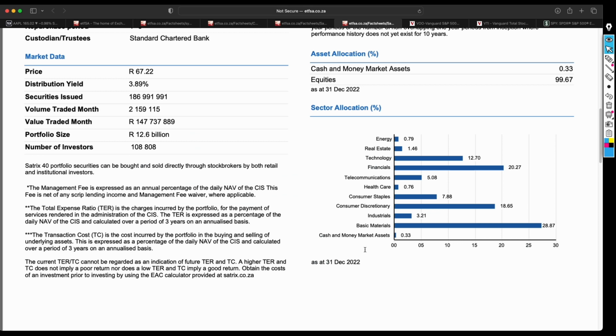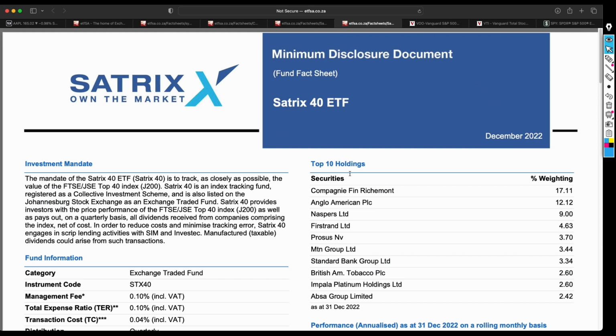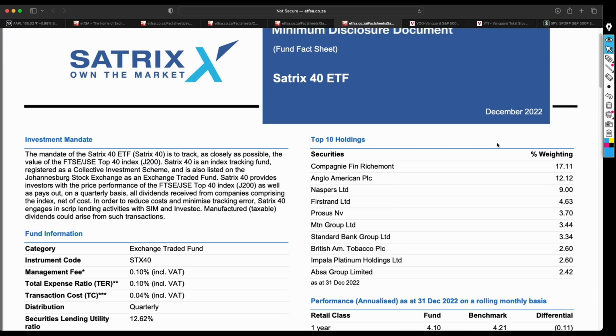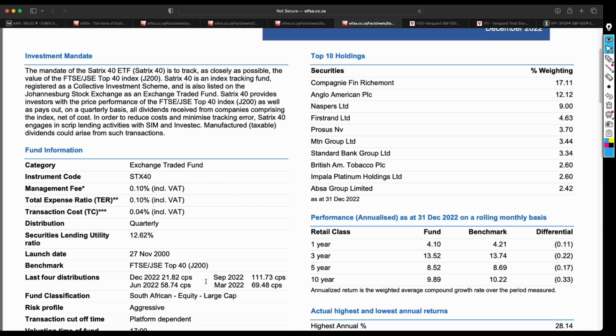So this is a nicely diversified ETF at this moment, depending on where the price is, because these fact sheets are outdated. You can see this one is from December 2022. We expect Satrix to update this so that you can see the recent information with regards to that ETF. But most of the things haven't changed, especially the top 10 holdings, because that's what the JSE still looks like. The total expense ratio hasn't changed. The distributions and the distribution frequency haven't changed.